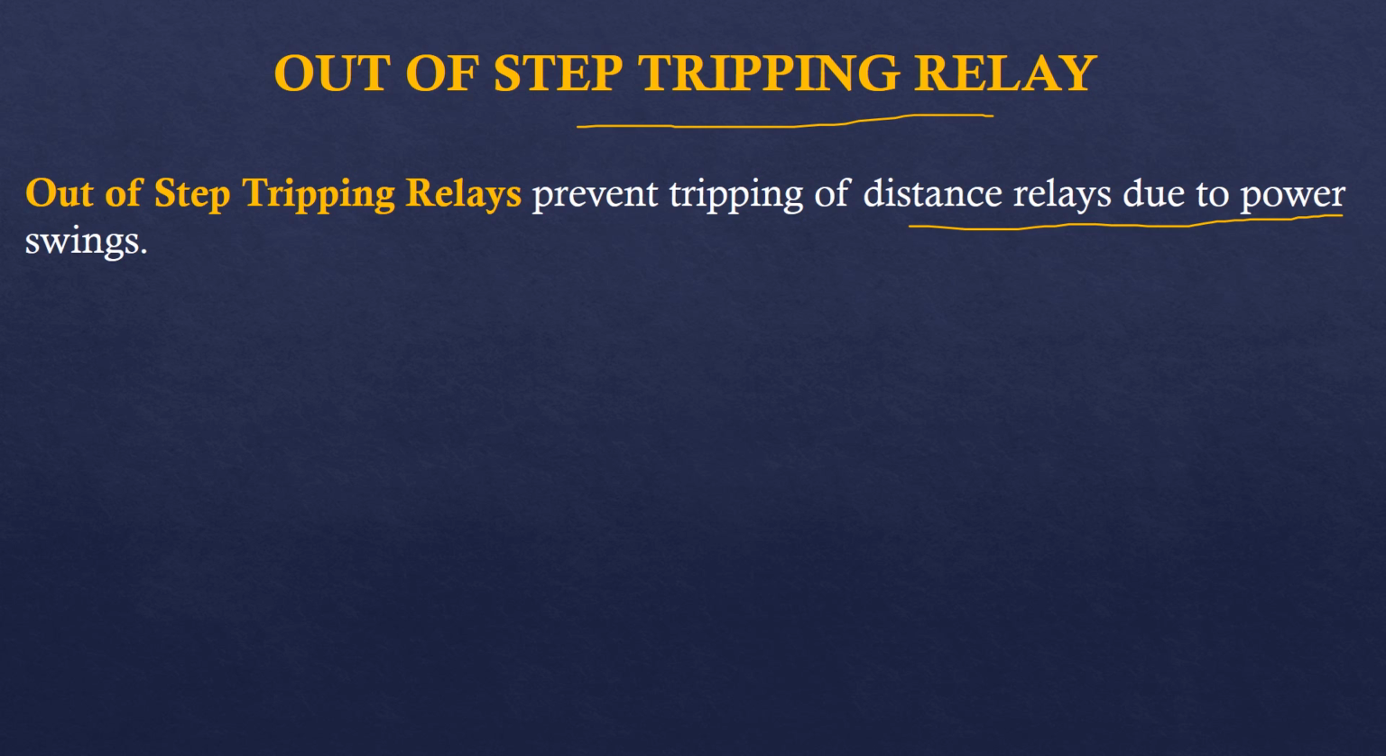A power swing appears like a fault to a distance relay, but this fault is continuously changing its position with respect to the relay point, and the impedance measured from the relay point to the fault point is therefore continuously changing, and therefore the distance relay maloperates due to power swing. To restrict their tripping, we use out of step tripping relay.